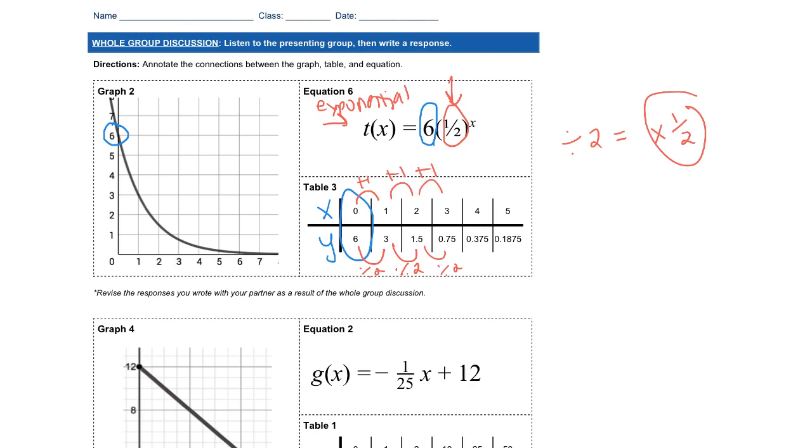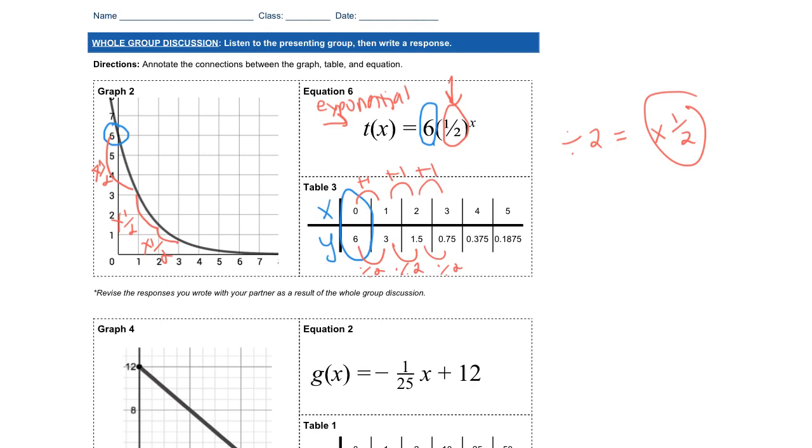On the graph, we can see this. We go from 6 to 3, that's times 1/2. From 3 to 1.5, that's times 1/2. From 1.5 to 3/4, that's times 1/2. So each time this hops from one point on our table to another, that rate of change is 1/2.